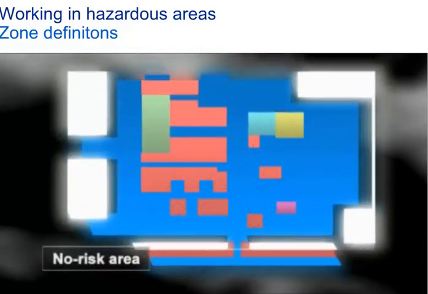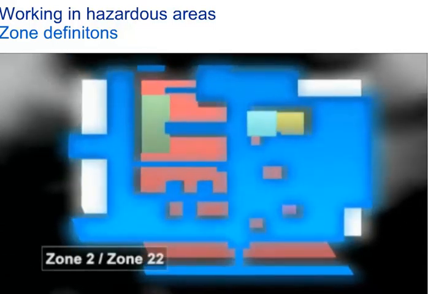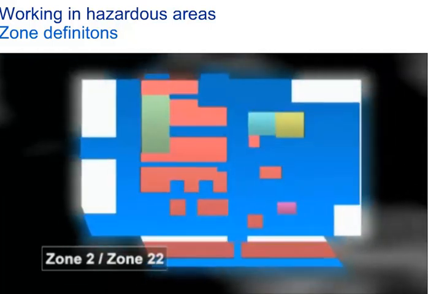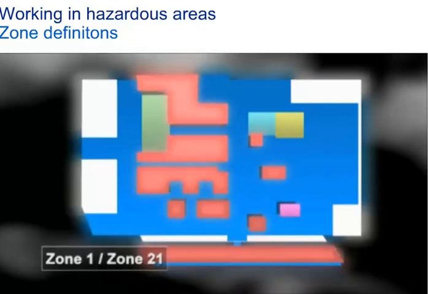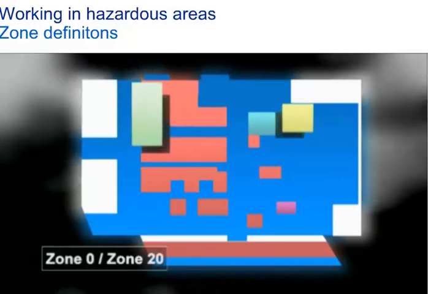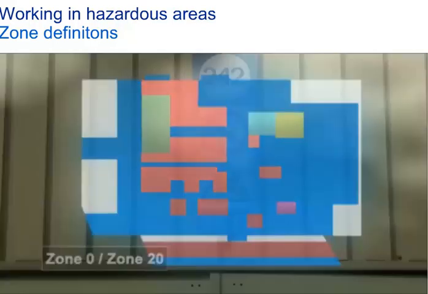In no-risk areas, there is no risk of an explosion under normal conditions. In a Category 2 or 2.2 zone, there is a small risk that an explosive atmosphere may form, while in Category 1 or 2.1 zones, the risk is significantly higher. In Category 0 or 2.0 zones, the risk of explosion is either permanent or may be present for a long period.